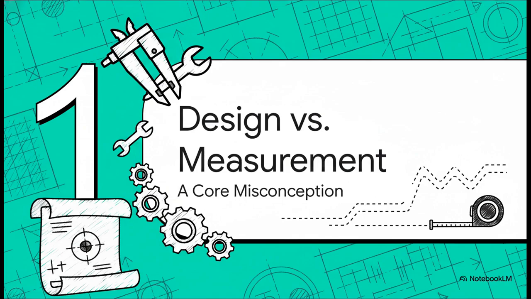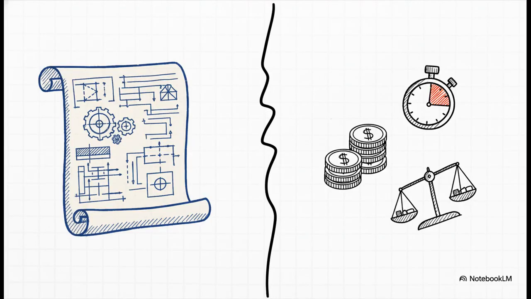The answer, believe it or not, lies in one of the single biggest misconceptions in all of geometric dimensioning and tolerancing, or GD&T. It turns out we have a fundamental misunderstanding about the relationship between a design drawing and how you actually measure the part. We're taught to see the engineering drawing as the absolute Bible, that it tells us exactly how to measure and verify a part.